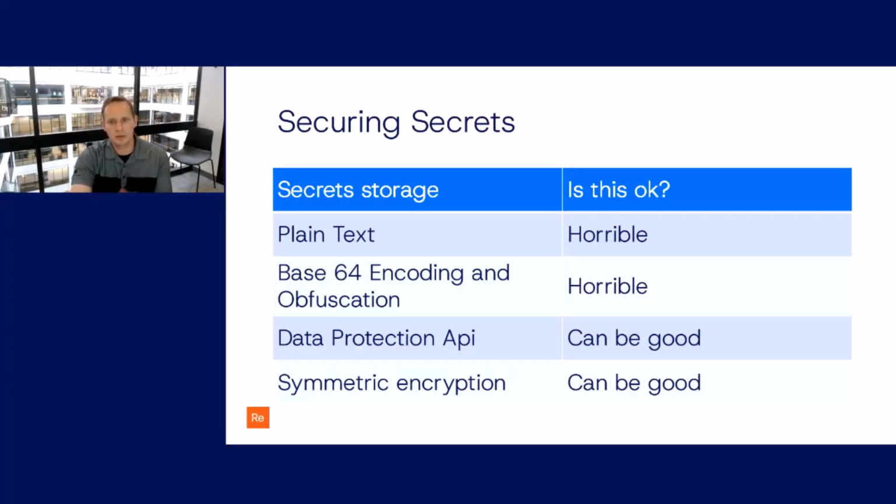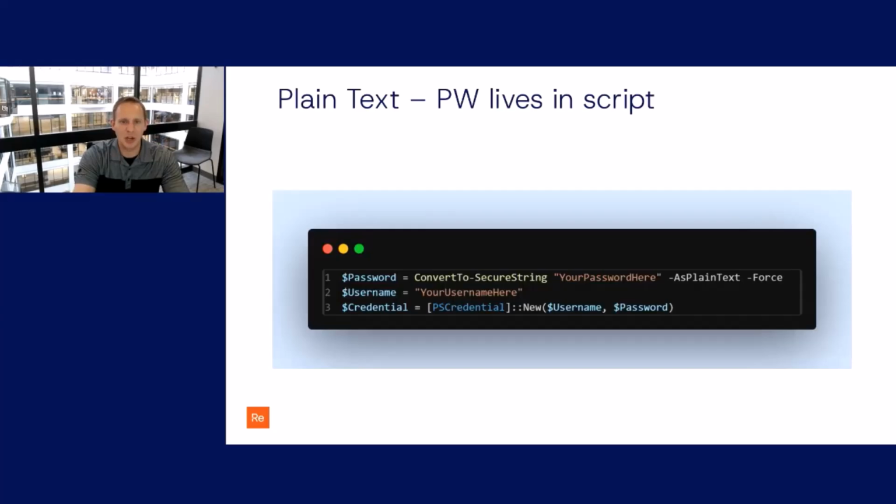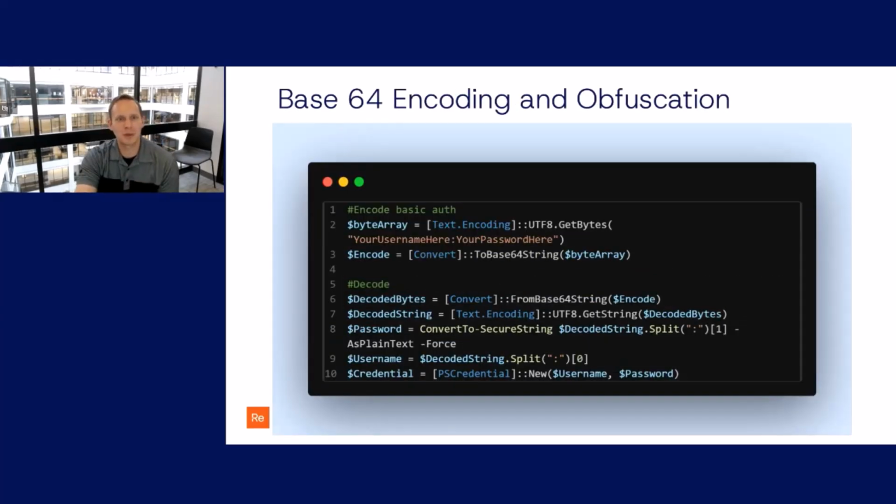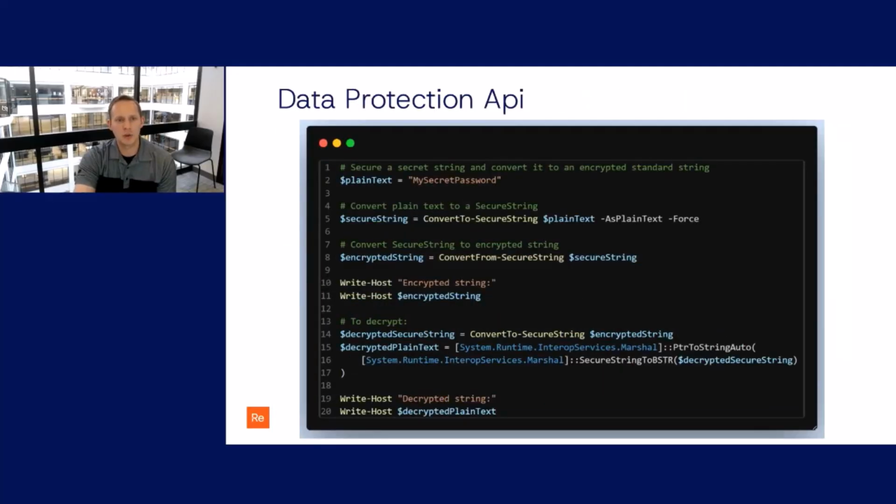So if we step through, here's an example of plain text, don't do that. Here's an example of just encoding something, don't do that. But the data protection API, here's an example of how you can do this. If you have your secret, you convert it into a secure string, and then you save the output of that secure string on line 8. And that is what you would actually put into a script. That is actually a string that can be converted back into the secret. So rather than having line 8, you would just have the actual string that's used there.